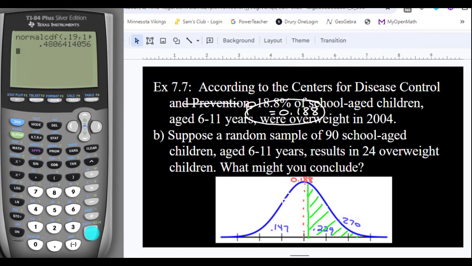For part B, suppose a random sample of 90 school-age children ages 6 to 11 years results in 24 overweight children. What might we conclude? So that means we're able to figure out p hat right away because 24 children fit into that overweight group out of the 90. And we would just take 24 divided by 90 and we will get 0.266. That is our proportion. So, and I'm going to go, we've been going tenths, so 0.267.